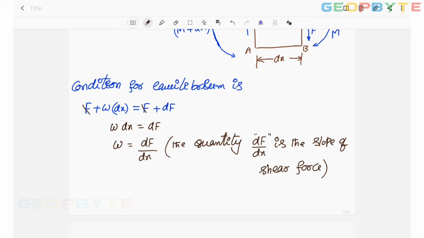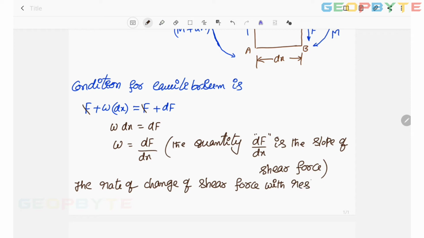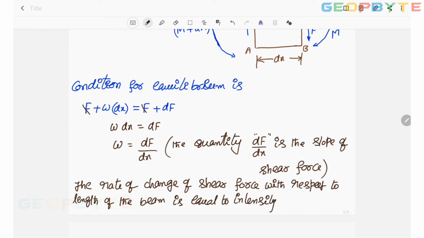So from this I can write that the rate of change of shear force with respect to the distance dx, with respect to the length of the beam, is equal to the intensity of loading, or intensity of load. I hope you understood.